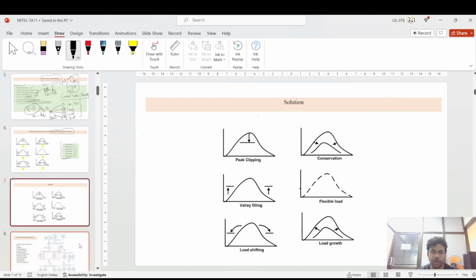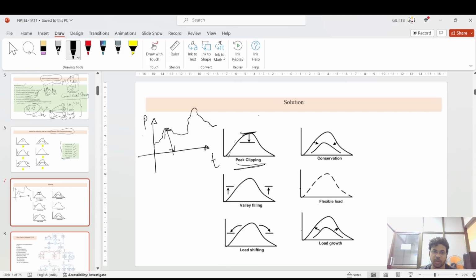Okay, let me jump to the solution part. It's already 5 minutes, so that's the correct answer. If you see that first option, that is peak clipping. Peak clipping is such that you have peaks at a particular time frame. Suppose you have a load curve, the power versus time curve, and a typical power load curve generally looks like this.